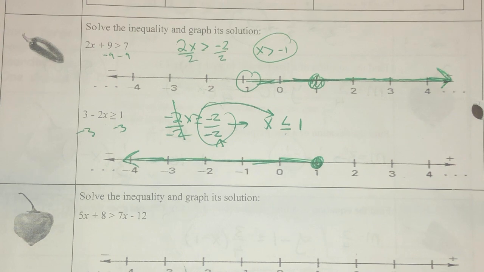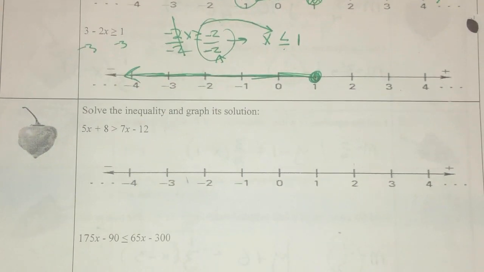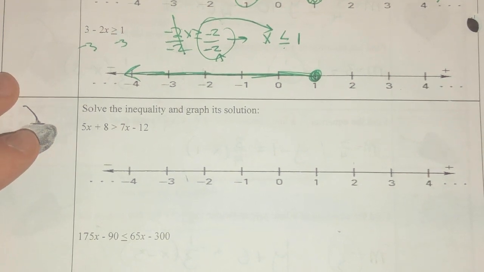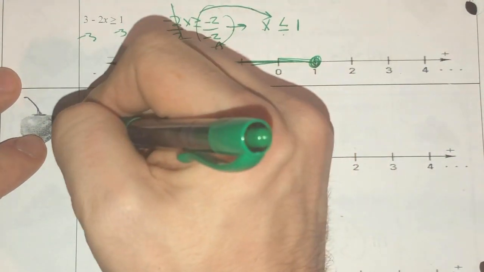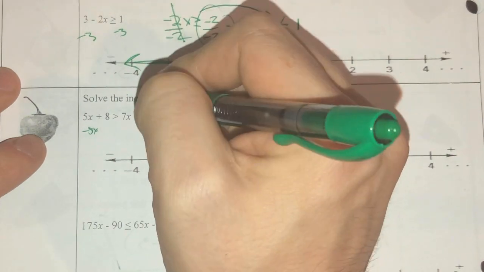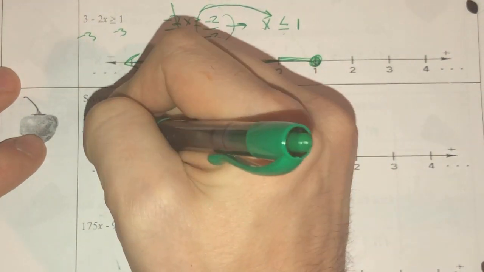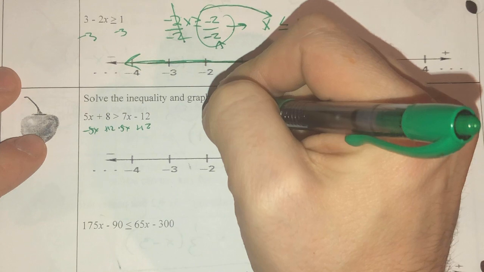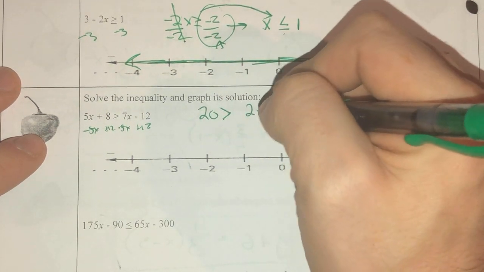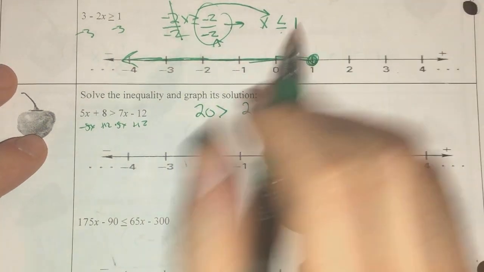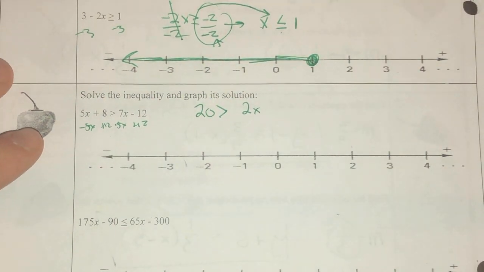All right, next one. Solve the inequality and graph. The only thing that makes this tougher is that there are variables on both sides. Otherwise, it's basically the same idea, again remembering that you flip the direction if you divide or multiply by a negative number. Here I like to stay positive, so I'm going to subtract 5x and add 12 minus 5x. So that becomes 20 is more than 2x. It's going to be challenging, right? I'm going to have to redo these numbers, and that's cool.